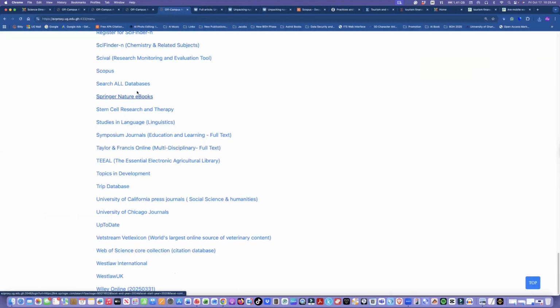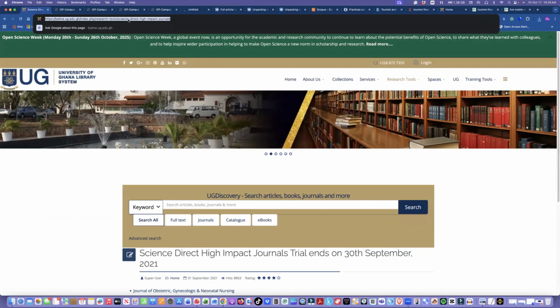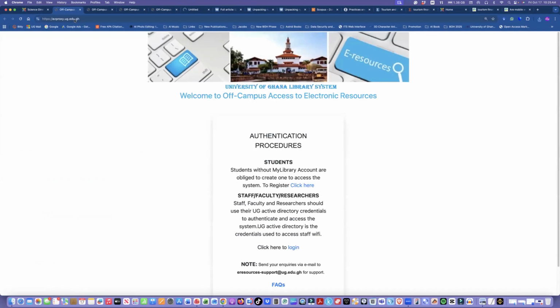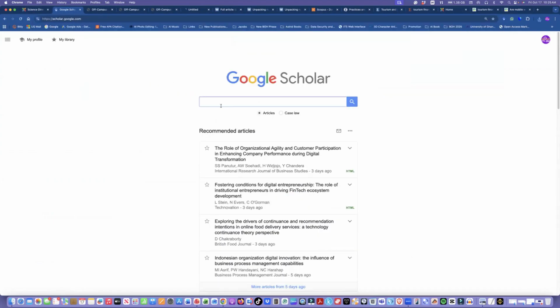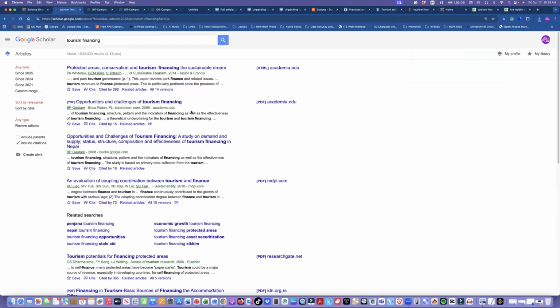So another platform is Springer. Springer is also very good. But it's not all of them that we have access to again. Okay, but the easiest way we could have done it is go to scholar.google.com. So that would have been also good. So I go to Scholar, tourism, financing. Good. So a lot of them.